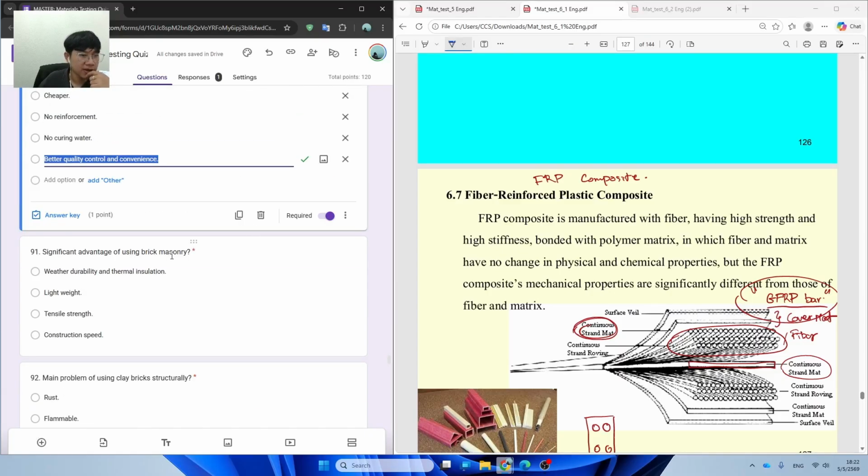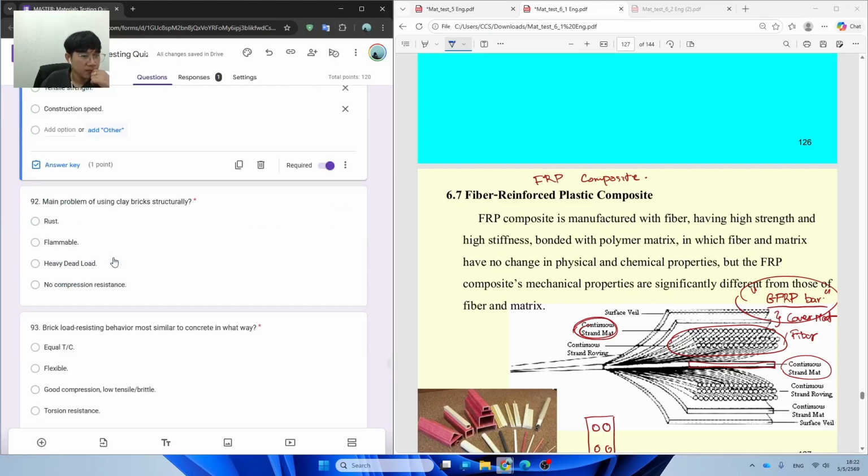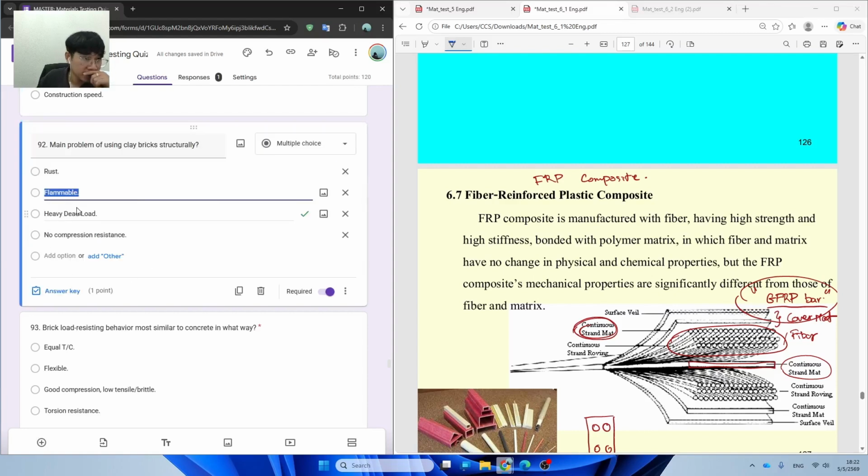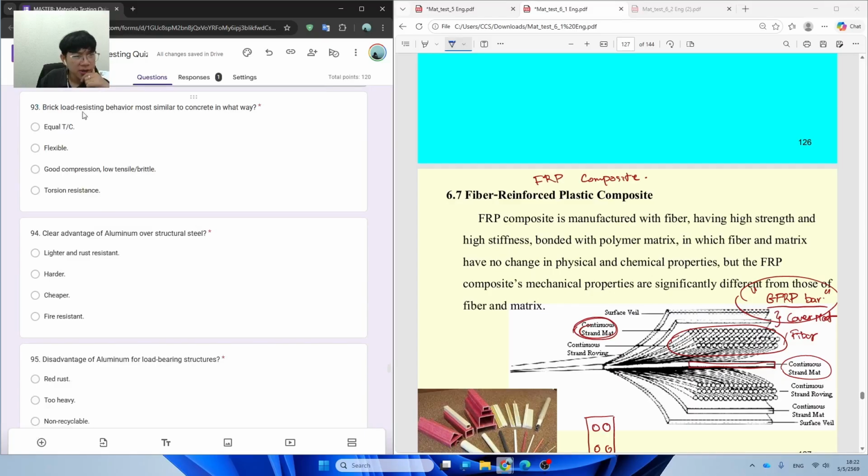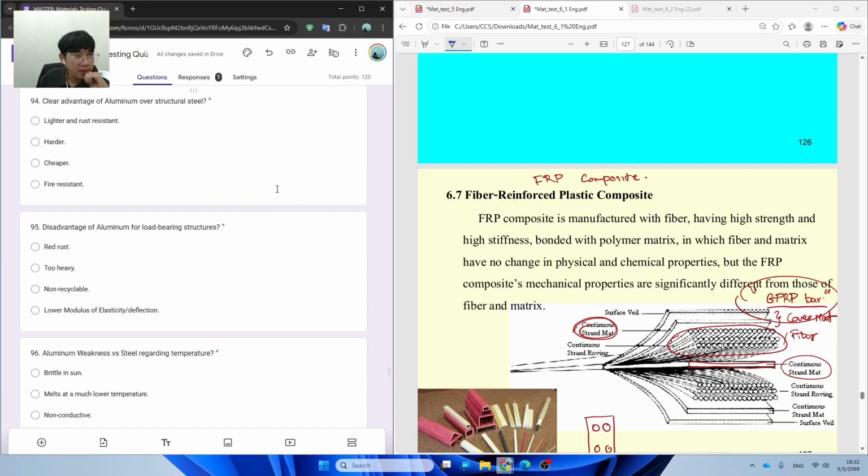Significant advantage of using brick in masonry: just weathering resistance. And the main problem of using clay brick in structures: it's the heavy dead load. Brick load resisting behavior is most similar to concrete in what way? So it's supposed to be good in compression, low in tensile, but considered a brittle material. For question 94, the clear advantage of aluminum over steel: just lighter and rust resistant.